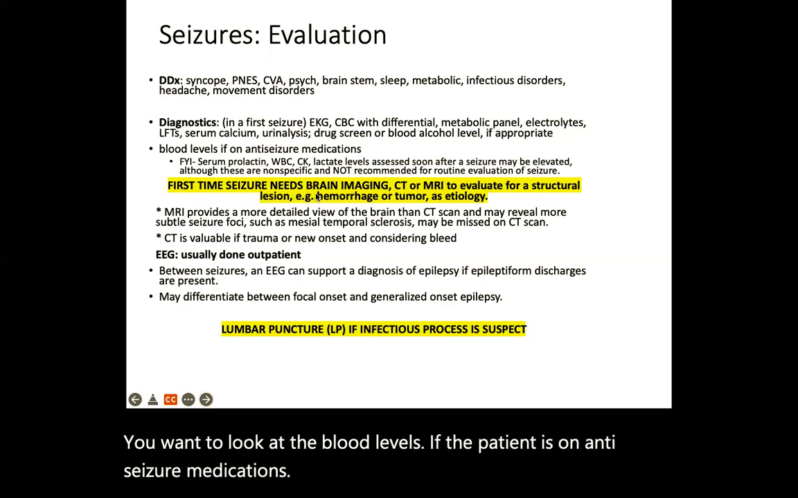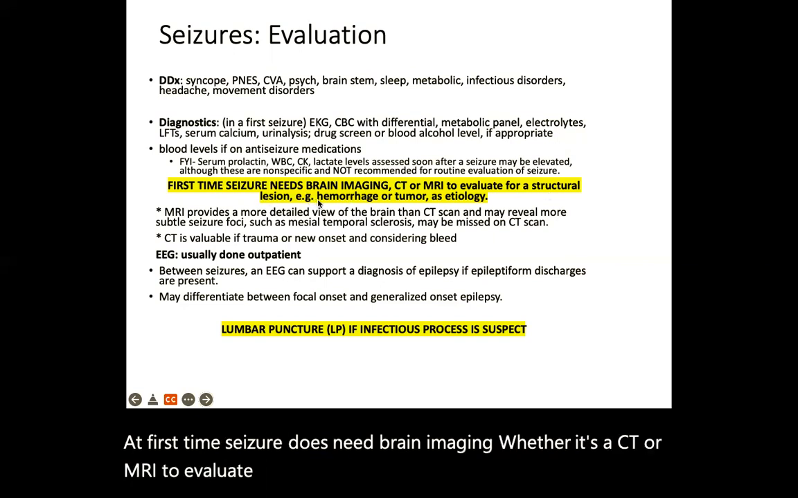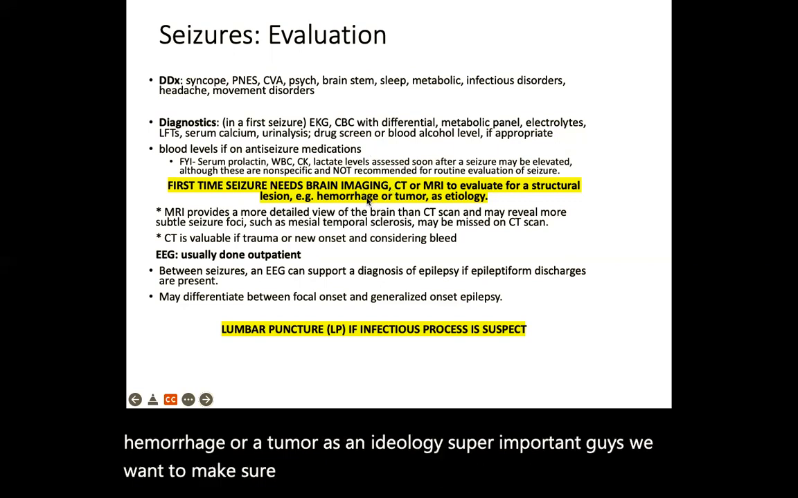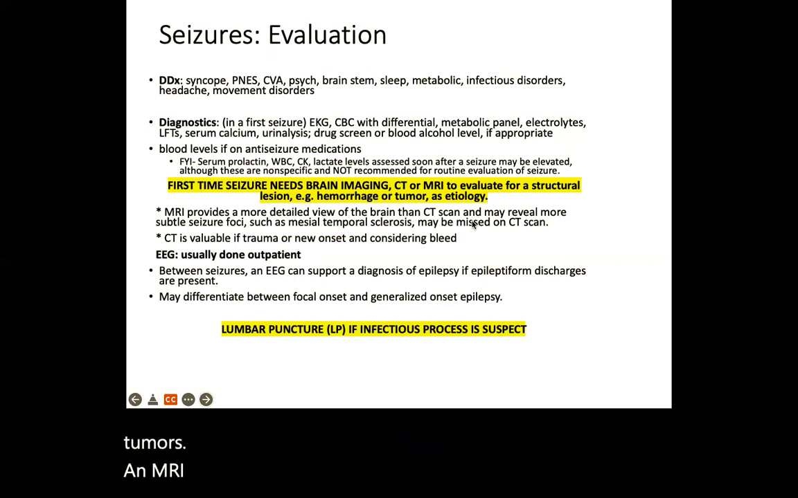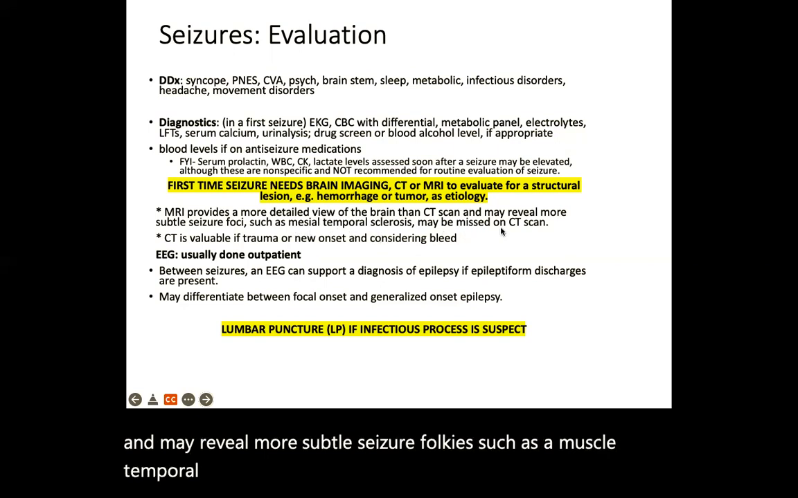A first-time seizure does need brain imaging, whether it's a CT or an MRI, to evaluate for structural lesions, examples such as a hemorrhage or a tumor as an etiology. Super important, guys. We want to make sure we're ruling out any kind of bleeding or brain tumors. An MRI provides a more detailed view of the brain than a CT scan and may reveal more subtle seizure foci, such as mesial temporal sclerosis, which may be missed on a CT scan.